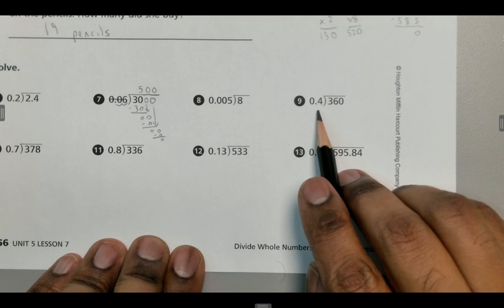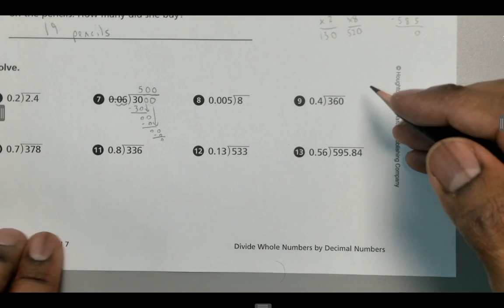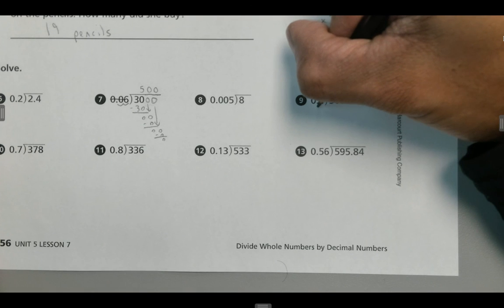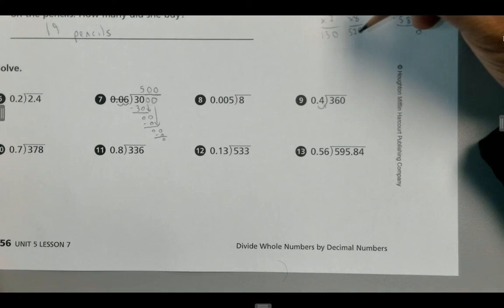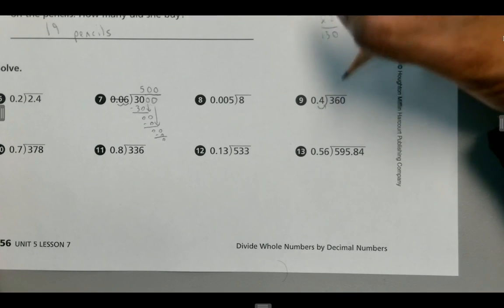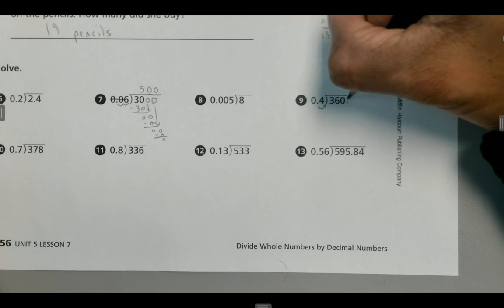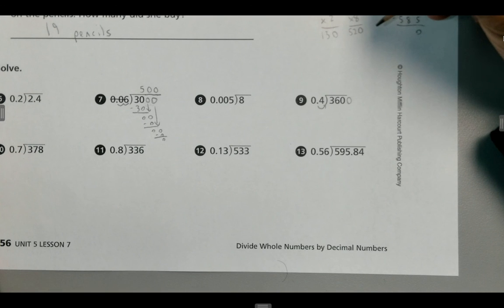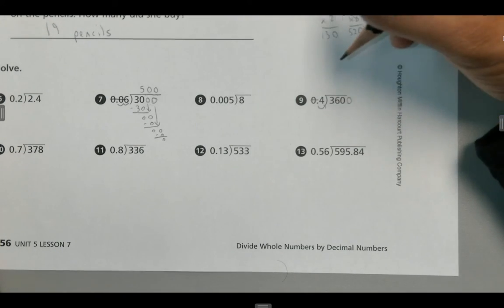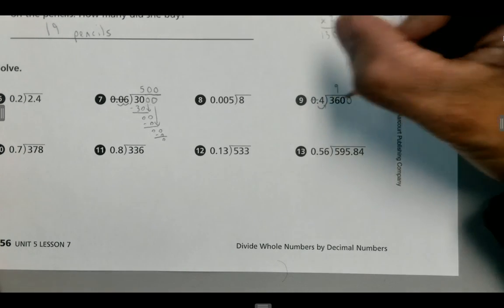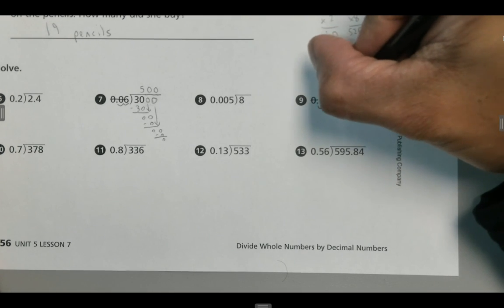360 divided by 4/10. Let's make one push to rewrite this as 4. And we'll do the same over here. One push means I'm basically adding a 0 here to make that 3,600. Now 4 goes into 36 9 times. 4 multiplied by 9 is 36.